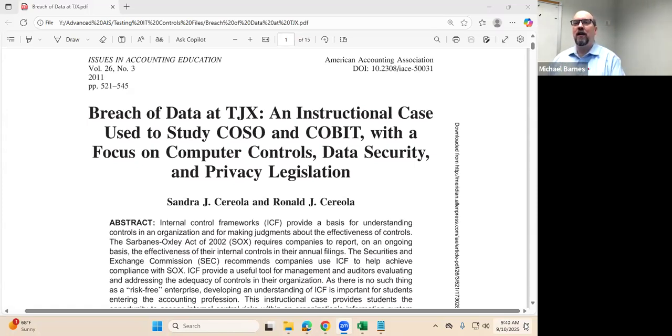Now, if you do a little bit of digging on this, you can find out about the detail of the breach. It does allude a little bit to it, but there's some information online. Anybody want to guess about how many customers were affected by this data breach? Or does anybody know, I guess? 45.7 million customers. Approximately 94 million credit cards were affected. Okay. So, yeah, pretty massive breach.